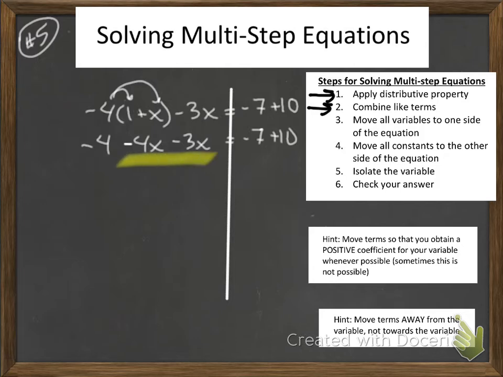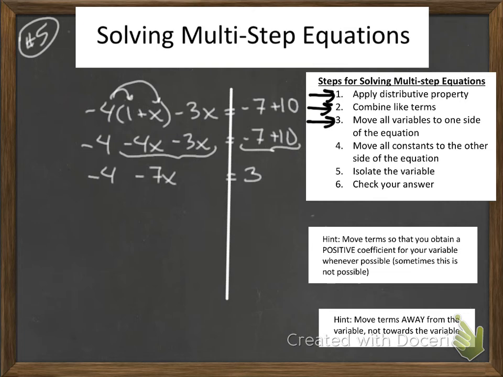There's a negative 4x and a negative 3x on the left side. Since they happen to be on the same side of the equation, we can go ahead and combine them. So we're going to have negative 4 minus 7x equals, and then same thing here, negative 7 plus 10, those are also like terms. We can go ahead and combine them. That gives us positive 3.